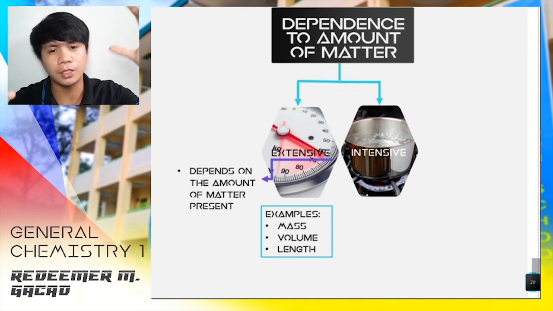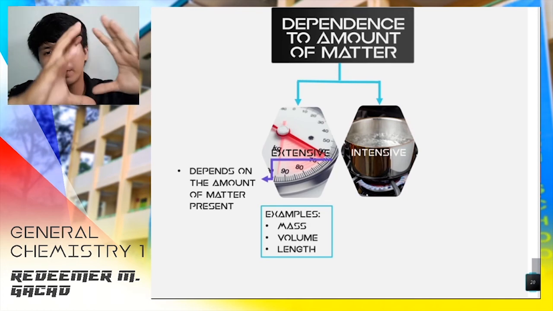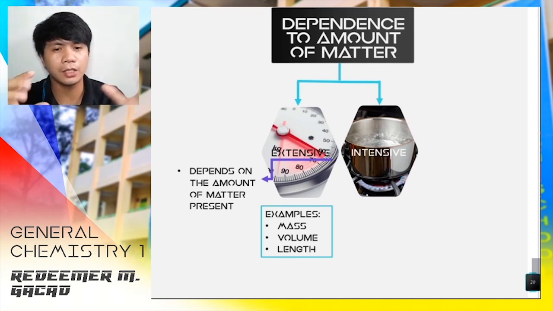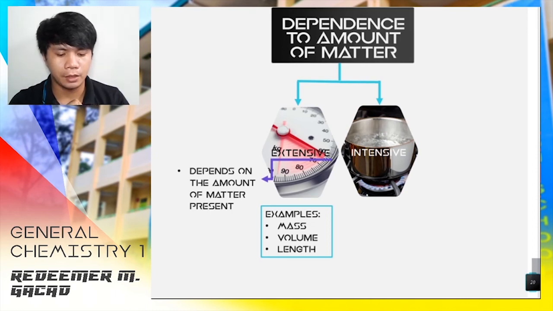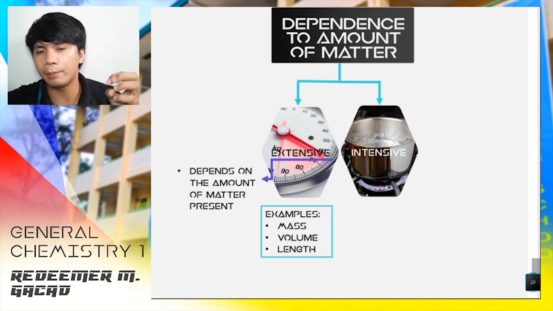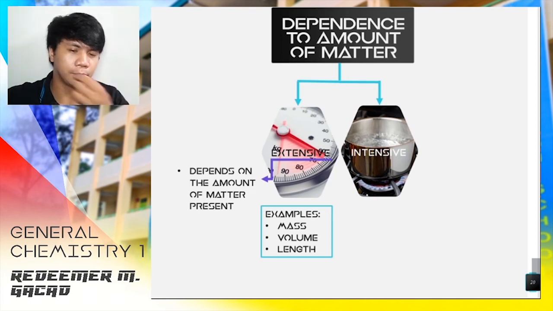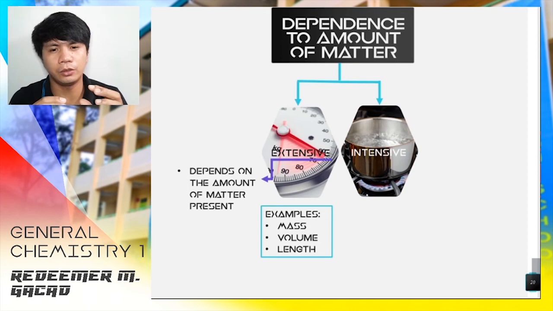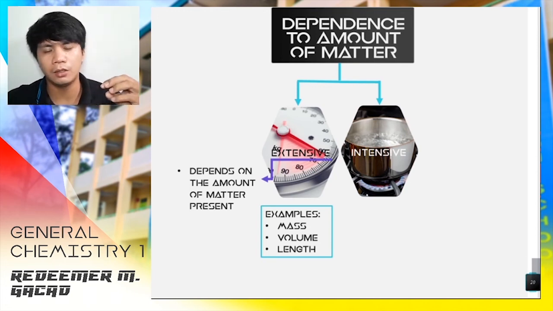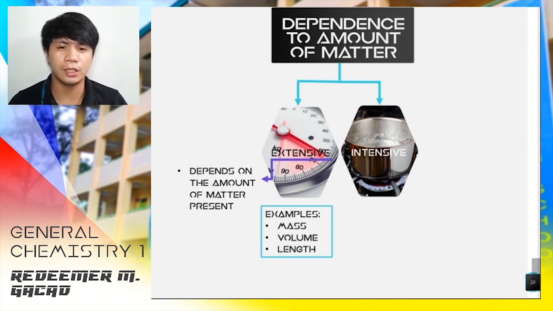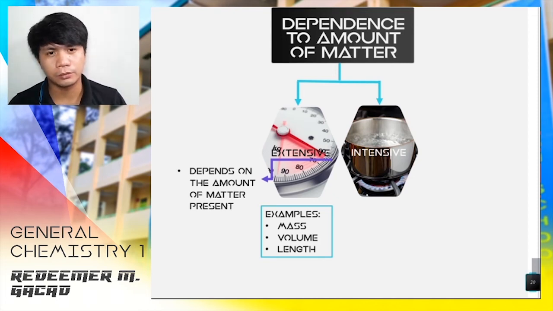Ganon din yung volume. Since mas maraming matter yung laman ng bloke, mas malaki yung space na kanyang i-occupy kaysa dun sa maliit na cube ng ice. Okay? Ayan. So, length. Kung mas maraming matter yung laman ng object, mas mahaba din siya. Okay? For example, yung rope natin. Kung mas maraming matter yung bumubuo sa isang rope, mas mahaba siya. Kung mas maikli, mas konti din yung kanyang matter. Okay? So, itong mga extensive properties na to ay nakadepende sa kung gaano karaming matter yung laman ng object.